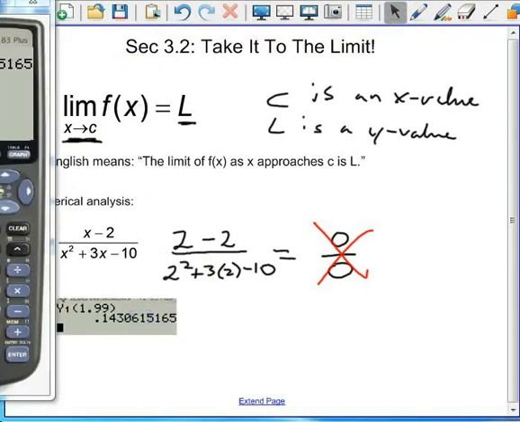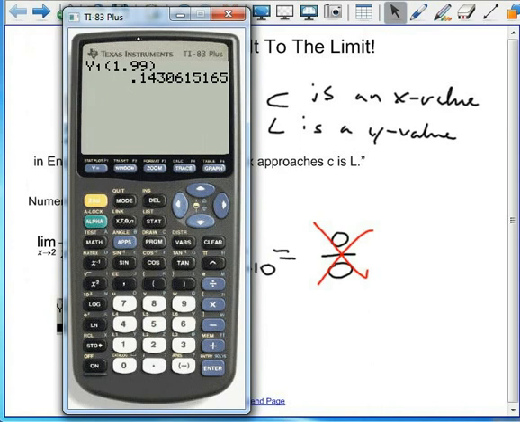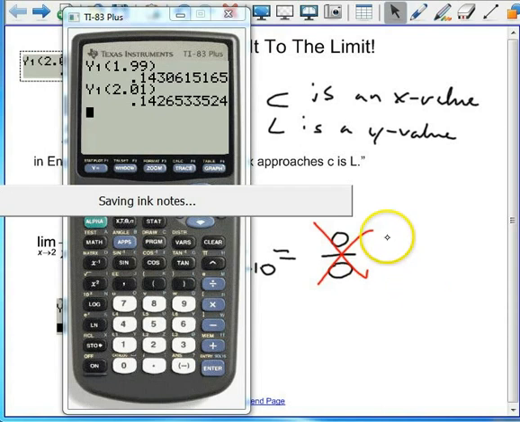Okay. How about if we approach it from the other side? So let's do second entry, and change that 1.99 to 2.01. Hey, we get pretty close to 0.143 again. So let's grab that, put that into our notes, and we'll be a little more patient this time as it copies and pastes.